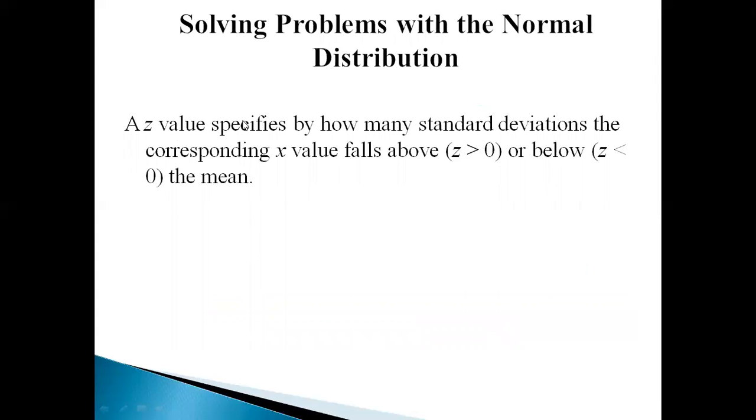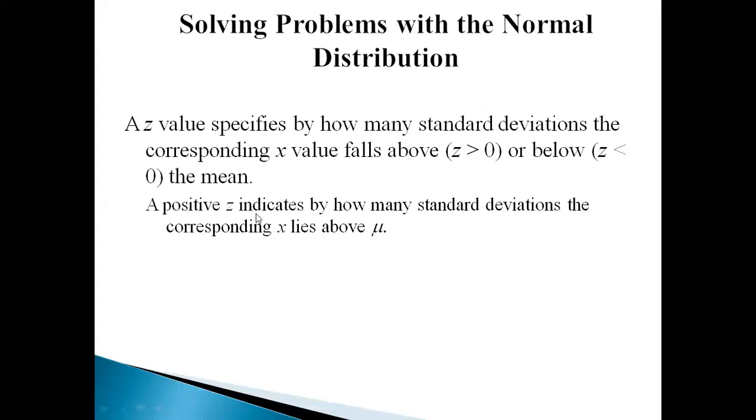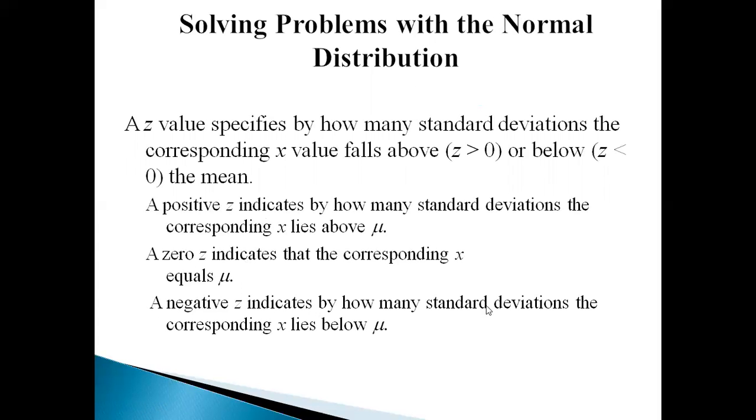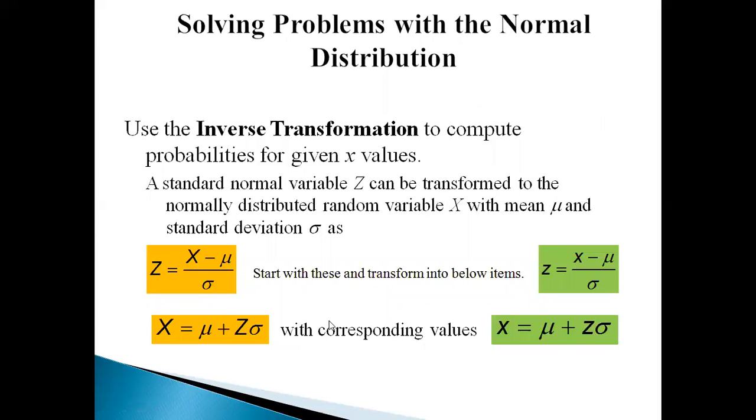So a z-value specifies by how many standard deviations the corresponding x value falls above the mean if z is greater than 0, or below the mean when z is less than 0. A positive z indicates by how many standard deviations the corresponding x lies above. A zero z indicates the corresponding x equals mu. And a negative z indicates by how many standard deviations the corresponding x lies below the mean.